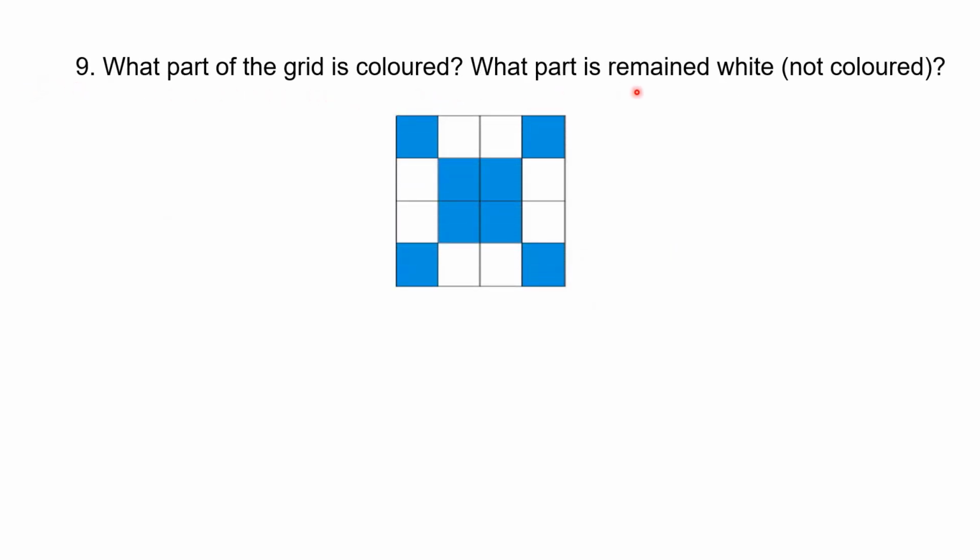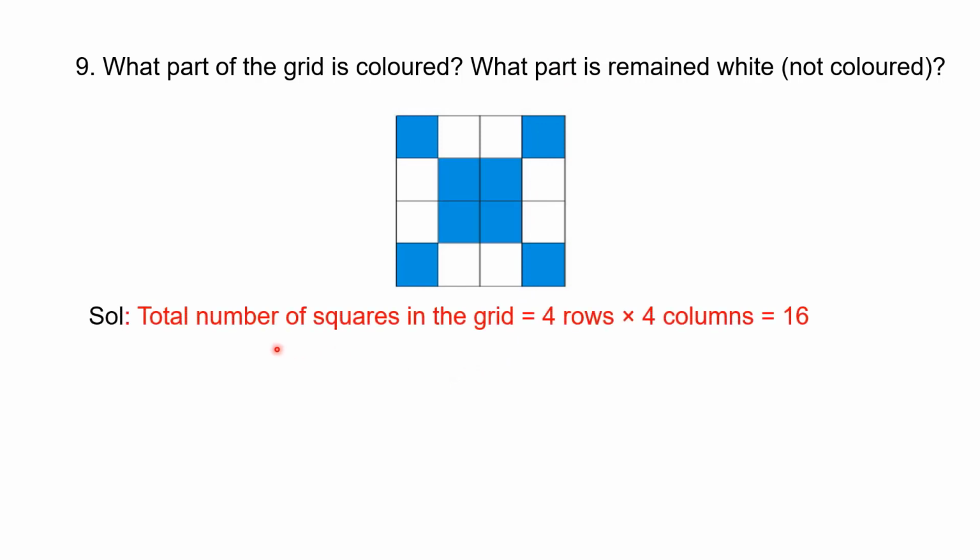What part of the grid is colored? What part is remained white, not colored? It is a square grid. It has 1, 2, 3, 4 rows and 1, 2, 3, 4 columns. So the total number of squares in the grid equals 4 rows multiplied by 4 columns. 4 into 4, that is 16.